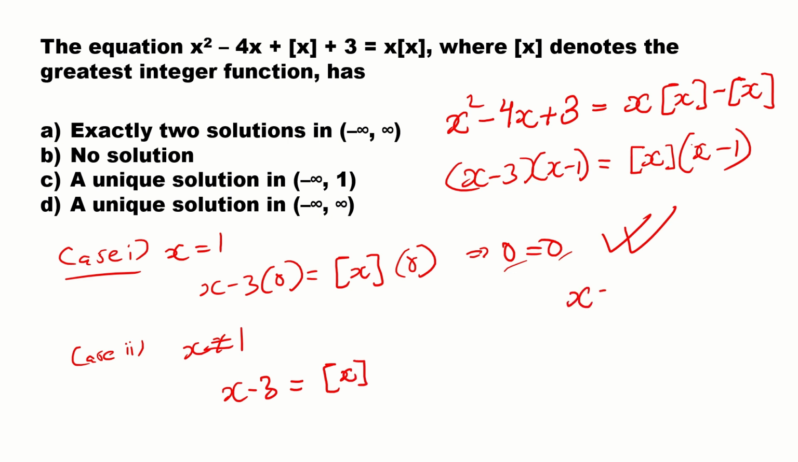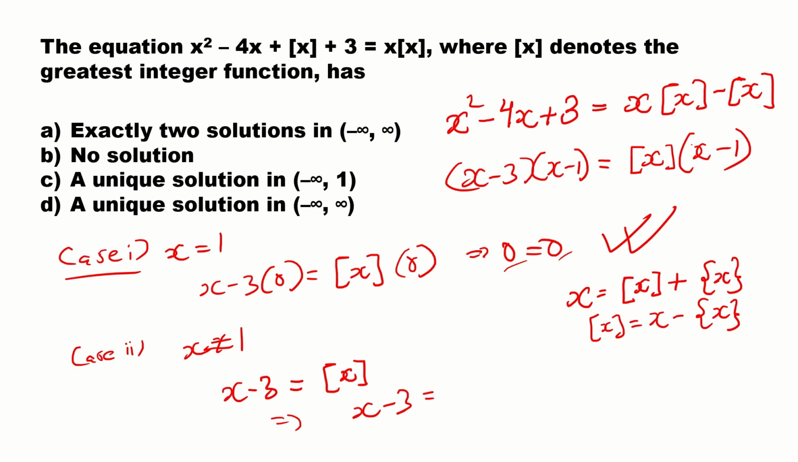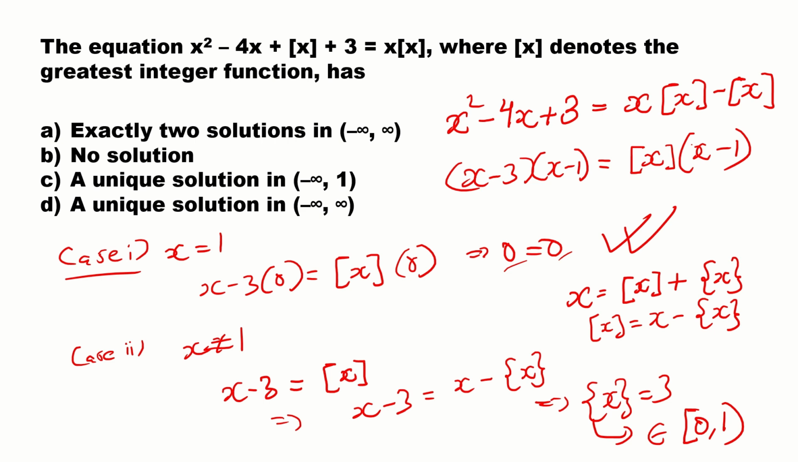Now we know that a number can be written as greatest integer of x plus fractional part of x. So from here we get greatest integer of x equal to x minus fractional part of x. Here we can replace it as x minus 3 equal to x minus fractional part of x. We get fractional part of x equal to 3. However, we know that the fractional part of x always belongs to the interval 0 to 1, open on the right. Therefore, this is not possible. Therefore, x cannot be other than 1, and x equal to 1 is the only solution for this equation.